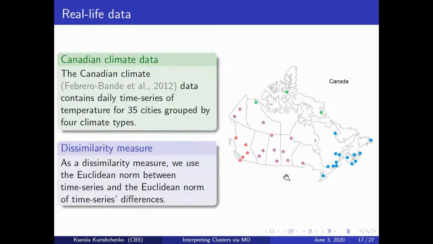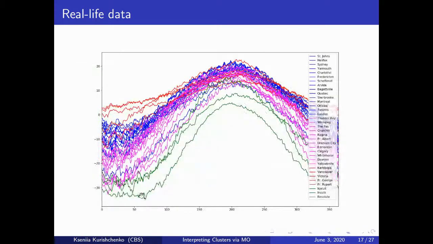And we use as the similarity measure the Euclidean norm between time series plus the Euclidean norm of the time series differences of period 1. So we take this vector of length 365, compute the difference between two vectors, and then the Euclidean norm of it. And also the difference: we take the first day minus the second day, the second day minus the third day, and then we construct a new vector of 364 observations, and also consider the Euclidean norm of it.